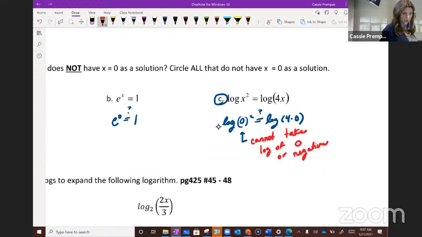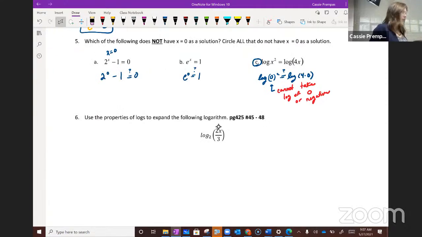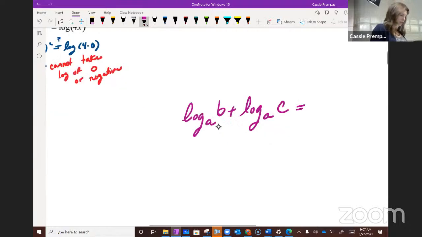Nice. Okay. Use the properties of logs to expand the following logarithm. It might be helpful to review the properties of logs, and then we can go ahead and practice working with them a little bit. One rule that we looked at was called the product property, and it said that if you have log base A of B plus log base A of C, it's equal to, raise your hand if you know. Elijah. Log base A of B times C. Nice.